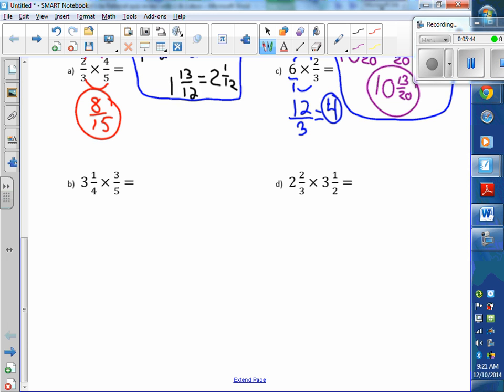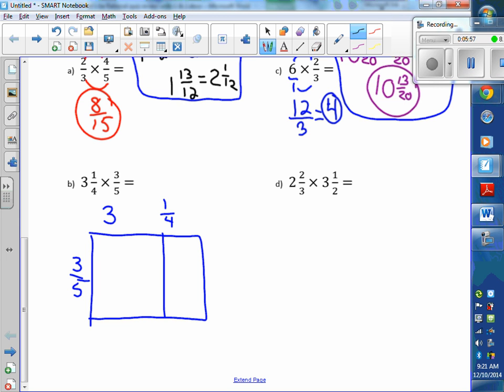Okay, last two. So this is where that area model can be handy. We could do 3 1/4 times 3/5. So remember, you can think of this as 3 over 1. So 3 times 3 is 9. 1 times 5 is 5. So that's 1 4/5. And this is 3 times 1 is 3, 5 times 4 is 20.